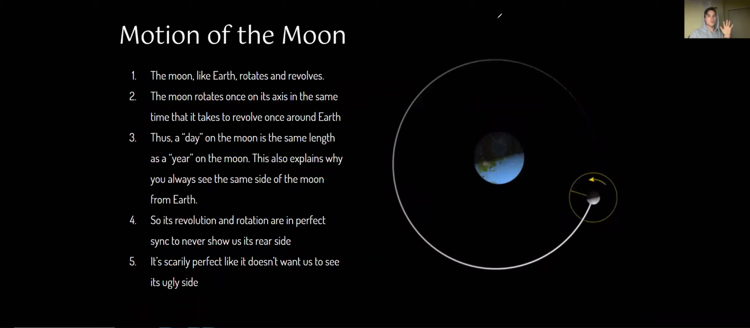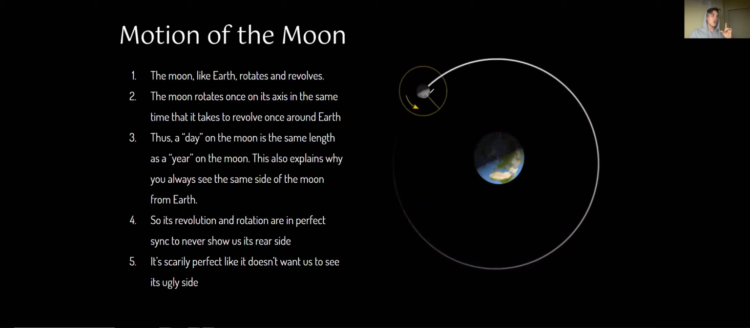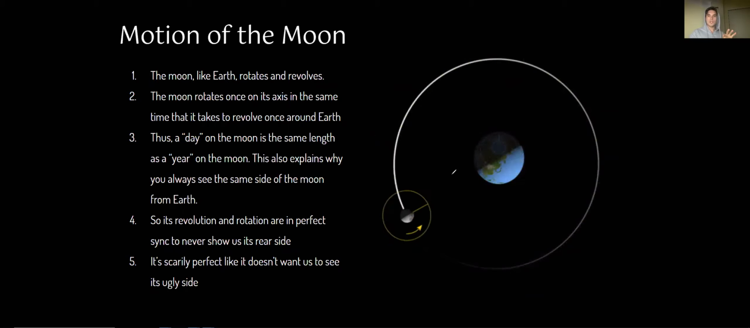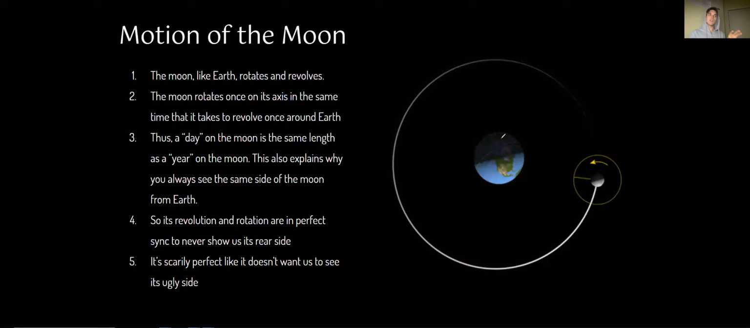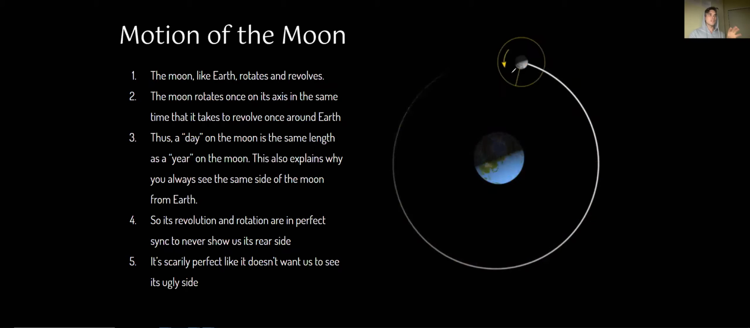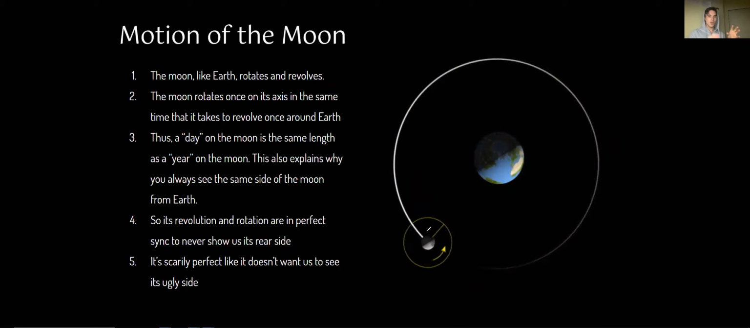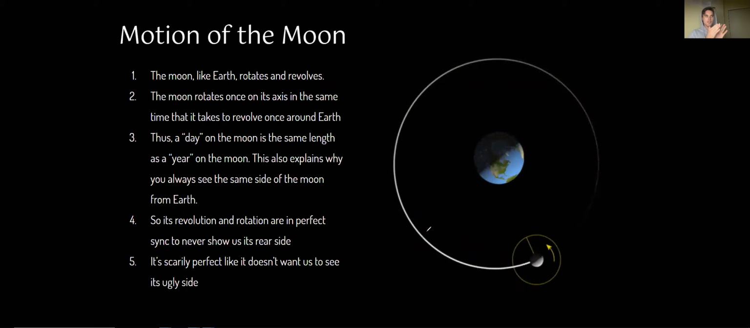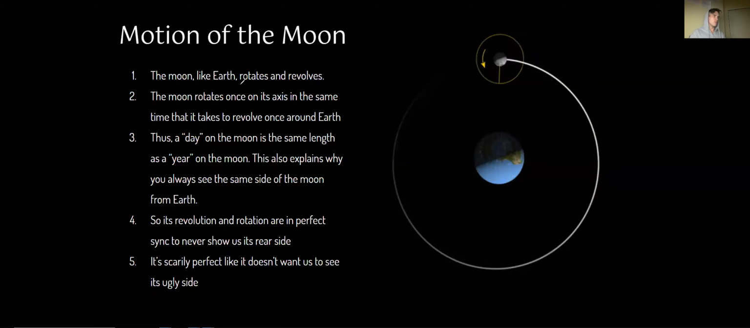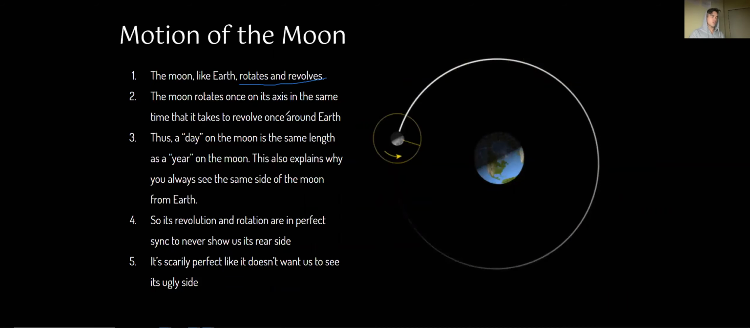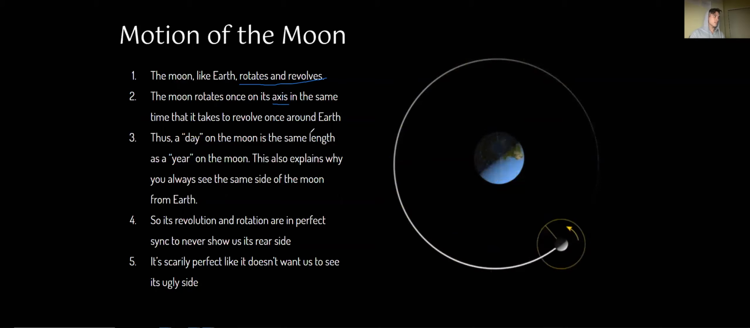So the motion of the moon is why we only see one side. And just like this little diagram here, the moon rotates and revolves just like the Earth rotates and revolves around the sun. But the special thing about it is it's in perfect sync so that the rotation of the moon and its revolution work together to force the one side of the moon to always face us, all right? So the moon rotates and revolves, you have to know, just like Earth. It has an axis just like all rotating things do.